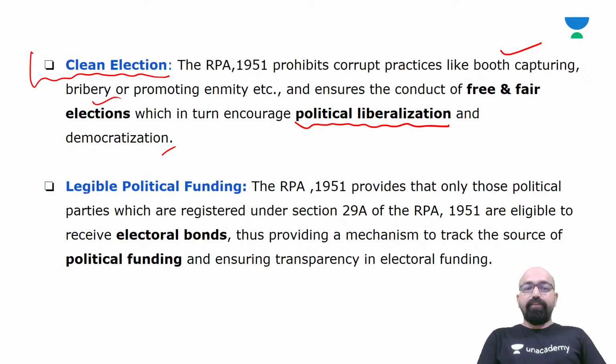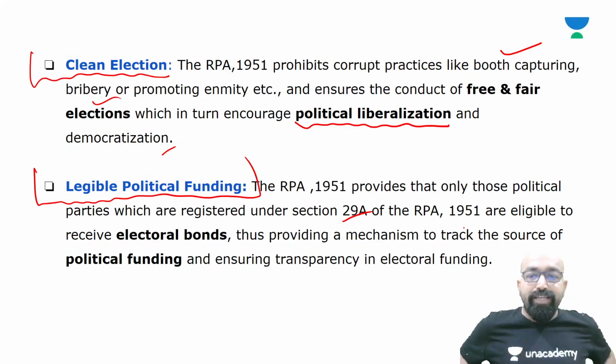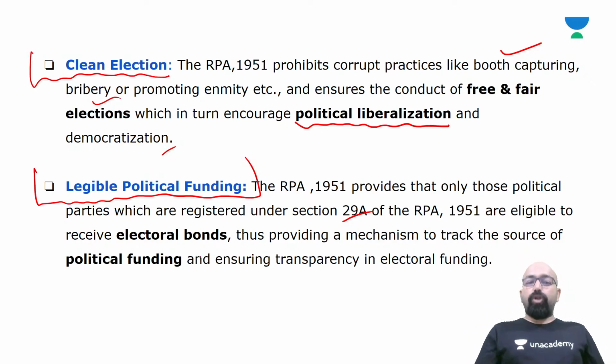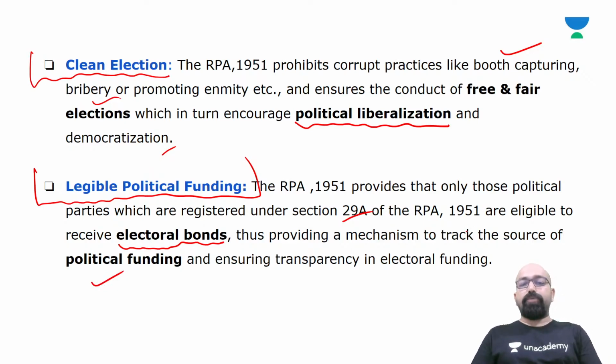Then legal political funding. Sorry, legible political funding. The next point is legible political funding. The RPA 1951, which provides that only those political parties which are registered under section 29A of the RPA 1951 are eligible to receive electoral bonds, thus providing a mechanism to track the source of political funding and ensuring transparency in electoral funding.